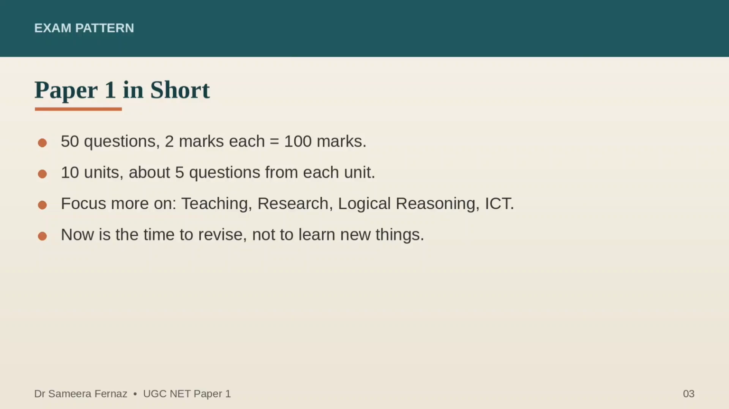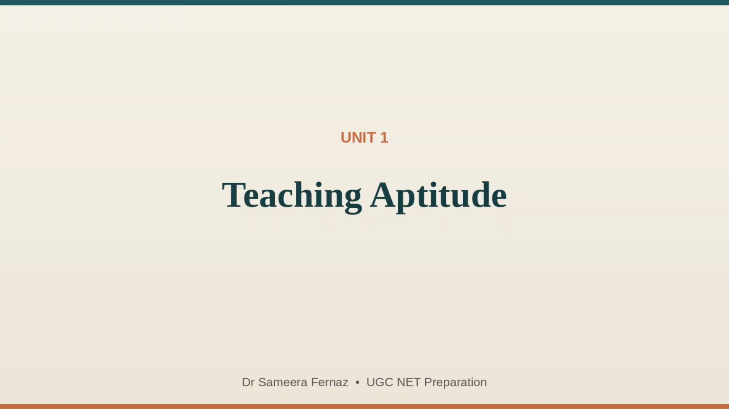Now let us understand what is teaching aptitude. This unit is very scoring, so please listen carefully. Teaching has some important features. Teaching is a planned activity. It is interactive, which means two-way. It happens between a teacher and a learner. And the main aim of teaching is to bring good change in the learner.